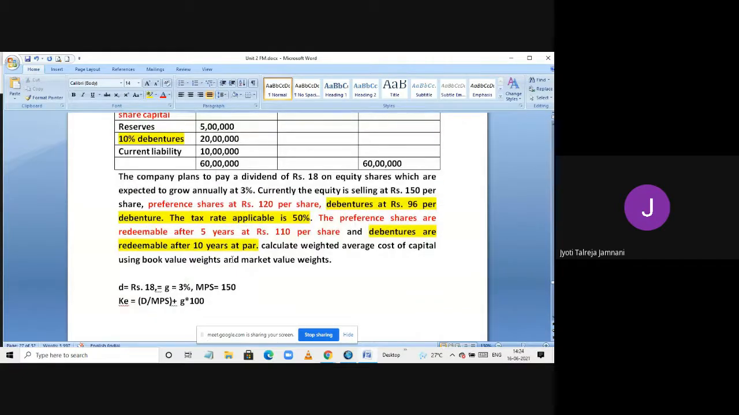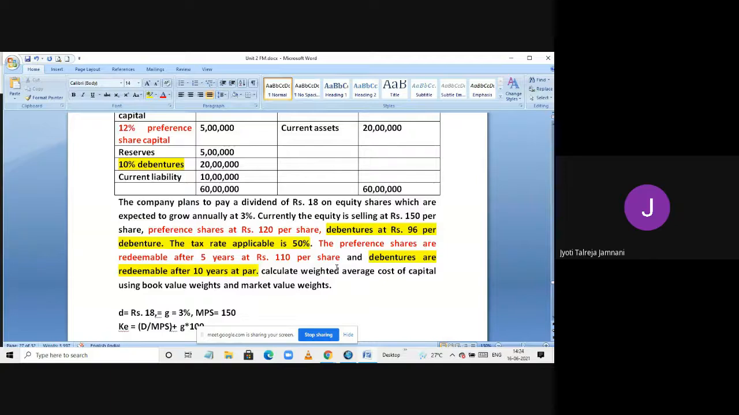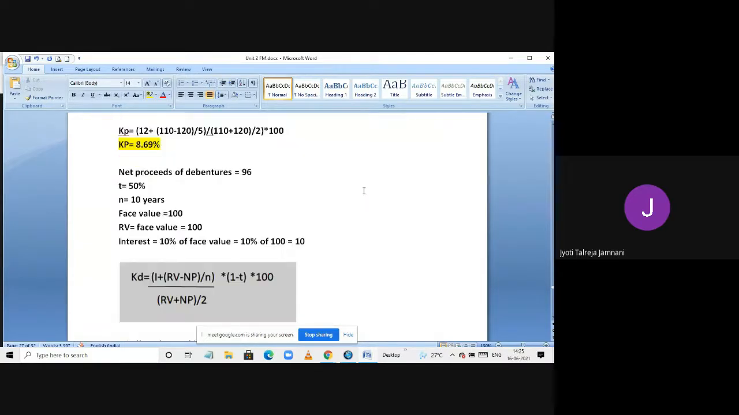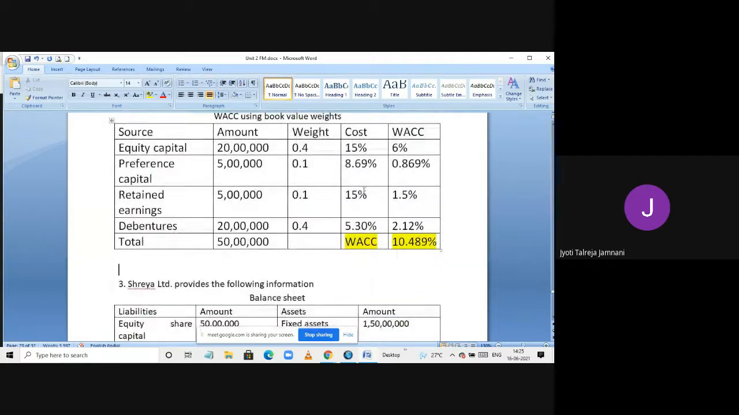Now we have to find the weighted average using market value weights. As I have told you, they have just given the balance sheet, so whatever is there in the balance sheet is the book value. Market value is not given. When it is not given, we need to find it and then solve. So how to find the market value? Let's do the next step. If this kind of sum comes in a case study, they will give you 5 marks for finding the specific cost, that is equity, preference, debt that you did.